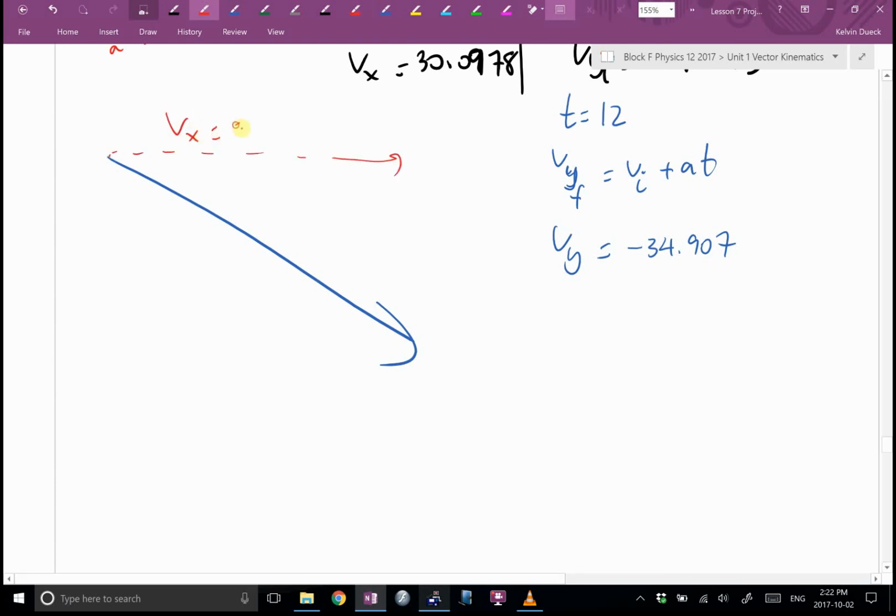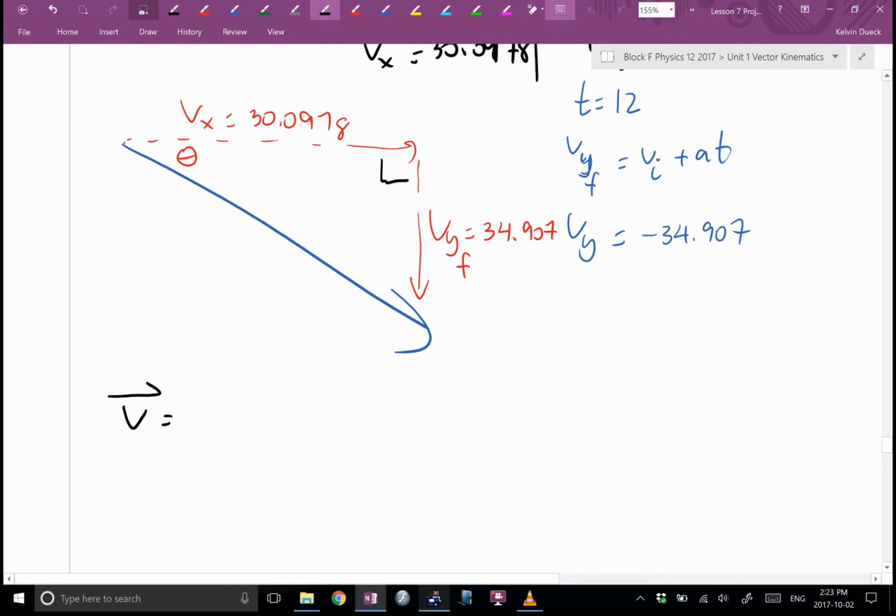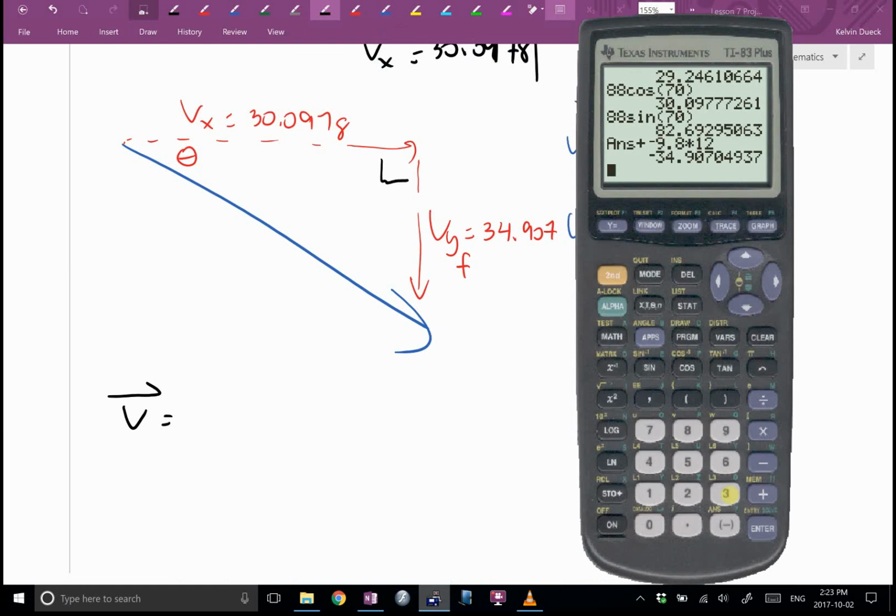Vx, which I know, 30.0978. And then Vy final, which is 34.907. Isn't it negative? It is negative. I got the arrow pointing down. That's the negative. And that's going to be theta. And now we're hopefully in familiar territory. Pythagoras. And I even think it's going to be tangent again. So it's going to be 30.0978 squared plus this answer squared, square root, 46.1.